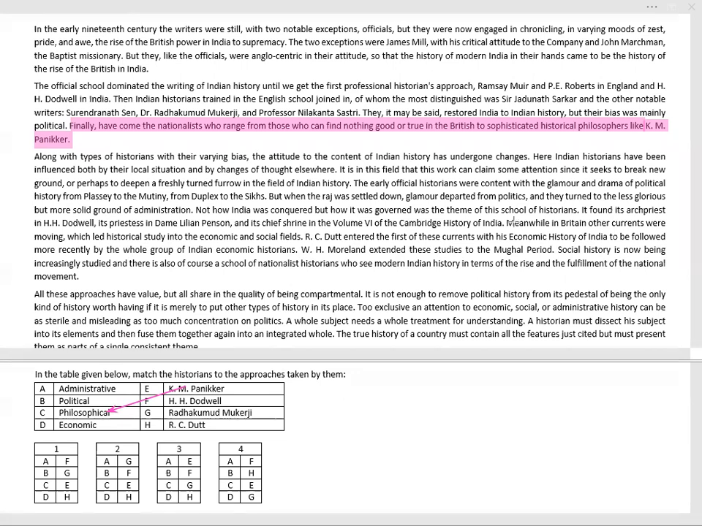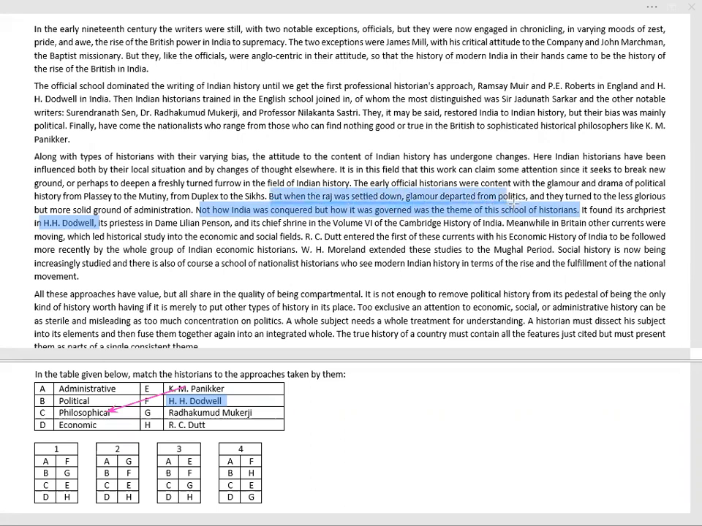Next up, let's first clear this out. Next up, we have H.H. Dodwell. Now, Dodwell is a bit of a difficult proposition because Dodwell has been mentioned twice in the passage. What we are looking for is in the third paragraph here. We see H.H. Dodwell mentioned in the second paragraph as well, but that doesn't make any difference because his approach has not been given here. So if you read the third paragraph, it says, not how India was conquered, but how it was governed was the theme of this school of historians. What this is talking about is the administrative historians.